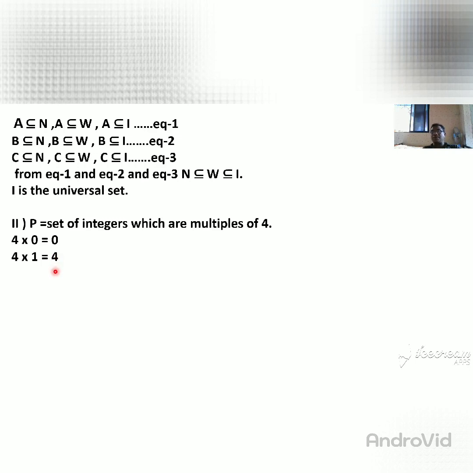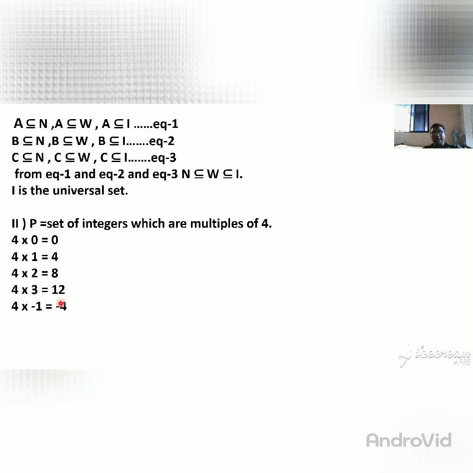After 1, the next multiple is 2: 4 times 2 is 8. So you get 8. After 2 there is the multiple 3: 4 times 3 is 12. So you get 12 here. In such a way, these are the multiples of positive numbers.